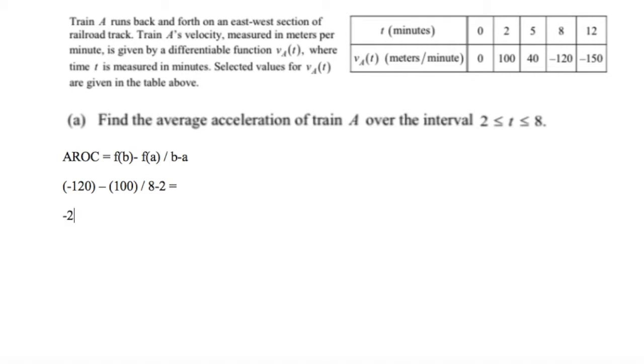And that itself will get us negative 220 over 6. And that can be simplified to get us negative 110 over 3, which will be our simplest form for this question. And then at that point we're just going to put our units, so it'll be in meters per minute squared. So there we go, and that will get us our average acceleration for this problem.